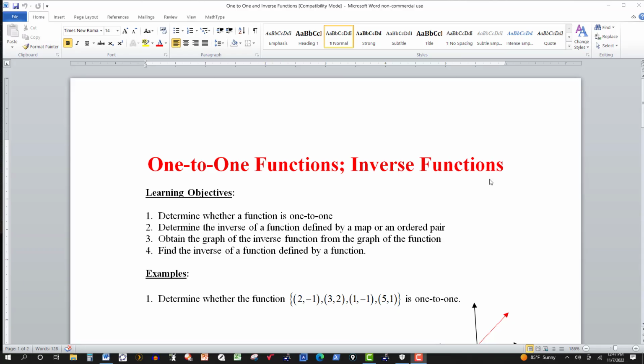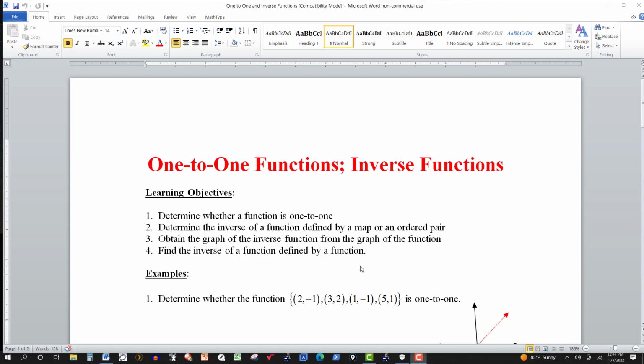In this video, we're going to look at one-to-one functions and inverse functions. And the objectives we'll focus on are these. One, to determine whether a function is one-to-one. Two, determine the inverse of a function defined by a map or an ordered pair. Three, obtain the graph of the inverse function from the graph of the original function. And four, find the inverse of a function defined by an equation.